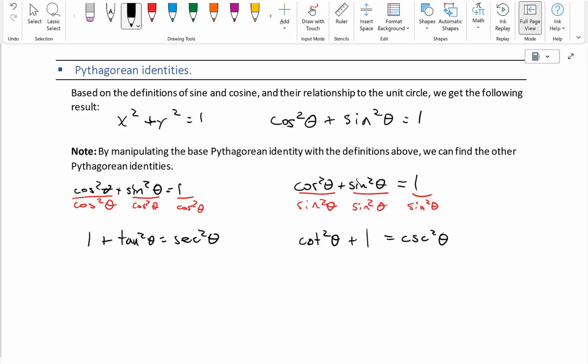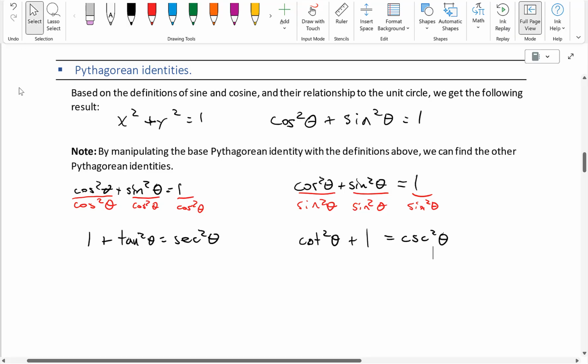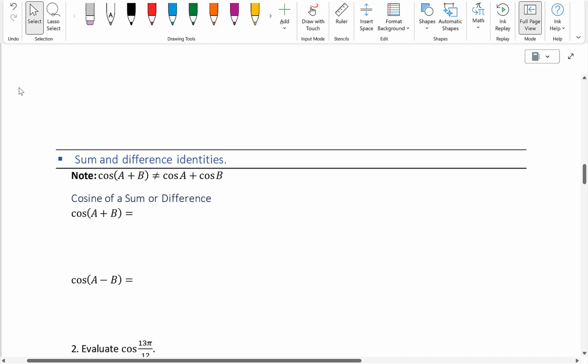That'll come up later when we are solving some equations. So we want to keep these in mind, and we also want to take note of the fact that we can manipulate them as well. So I could solve for cosine and get cosine squared theta equals 1 minus sine squared theta. I could get cotangent squared theta equals cosecant squared theta minus 1. So we can manipulate these to do some substitutions when we need to.